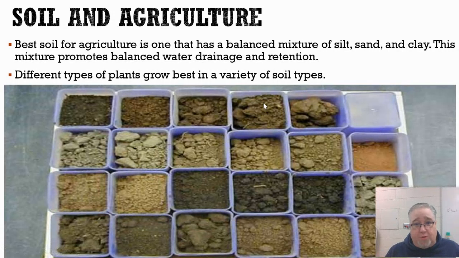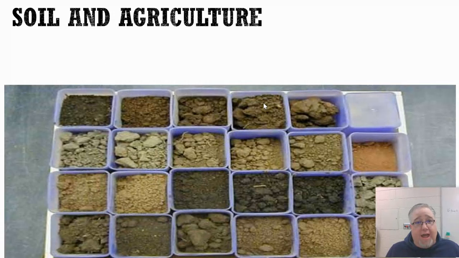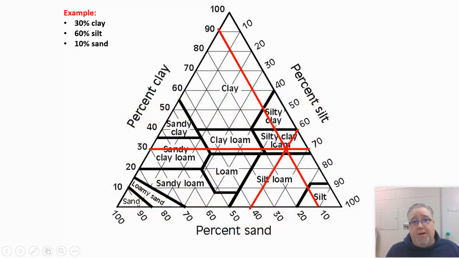Again, they all differ in those textures, but you're going to have to make sure you can use this triangle. You're going to be given the percentages, or maybe I'll give you two and you have to figure out the third one. That's kind of easy to do. But again, you should be able to use this soil triangle. It's fairly simple. All right, last thing is chemical testing of the soil.